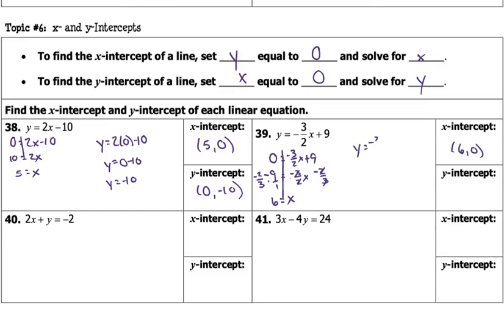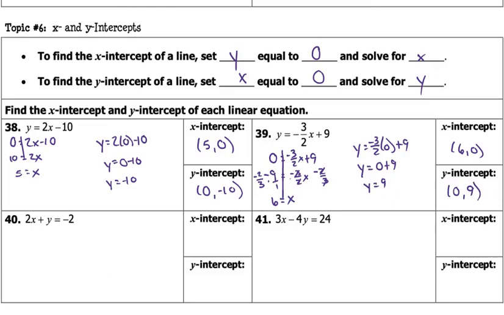Now we're going to go the other way. y equals negative 3 halves x plus 9. We're going to put 0 in for x, solve for y. This would be 0 plus 9, so y is 9. So when 0 is in for x, my y-intercept is 9.